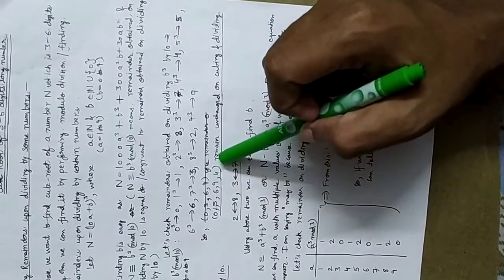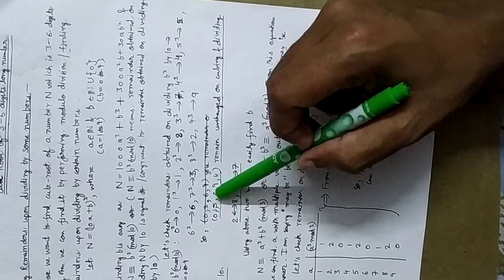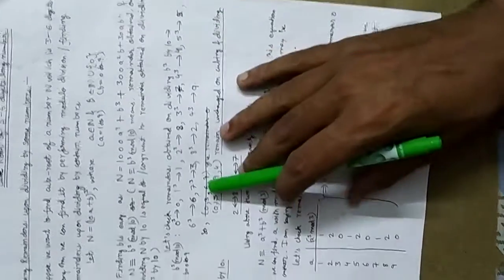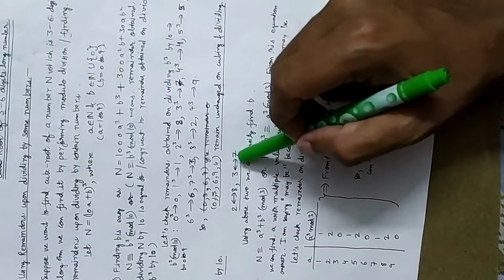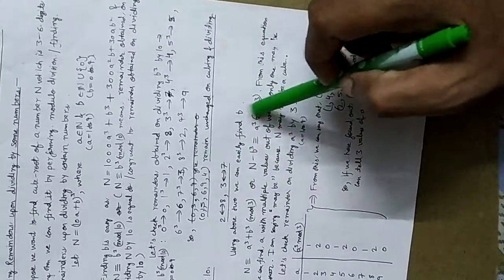0, 1, 4, 5, 6, 9 remain unchanged. 0 gives 0, 1 gives 1, 5 gives 5, 6 gives 6, and so on. On division by 10, 2 gives 8 and 8 gives 2, 3 gives 7 and 7 gives 3. So using all this we can find b.